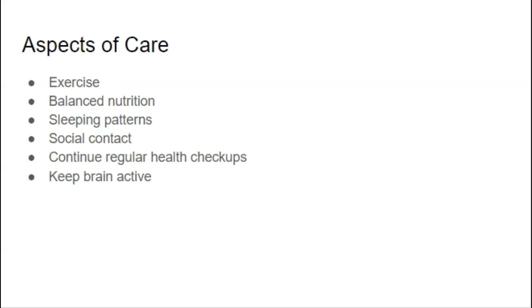So just trying to make sure that they stay active, really focusing in on nutrition. This age group tends to skip meals, not always be hungry, and so making sure that they are getting balanced nutrition. Sleeping patterns, which we haven't dealt with yet, is important too.